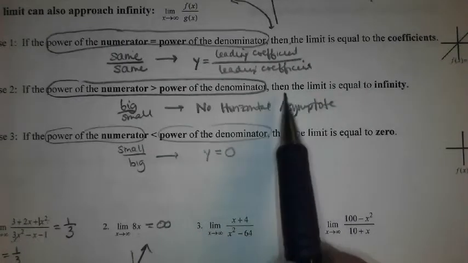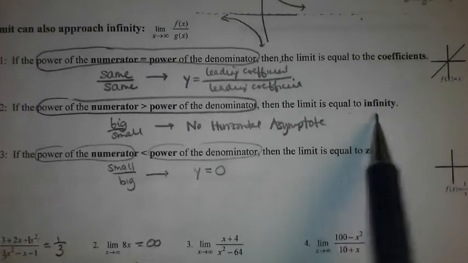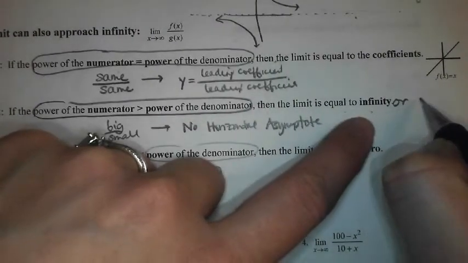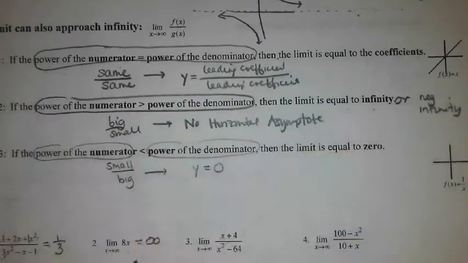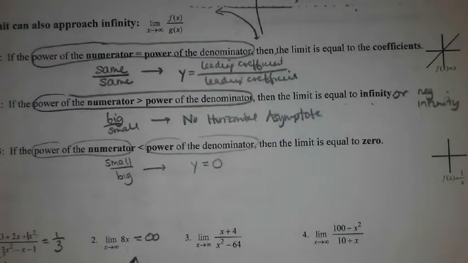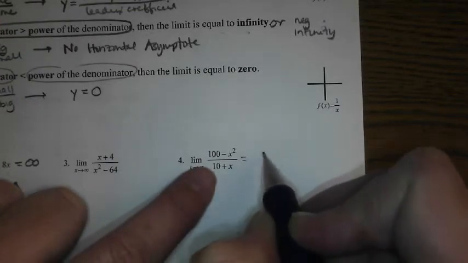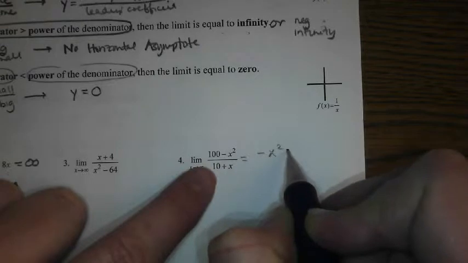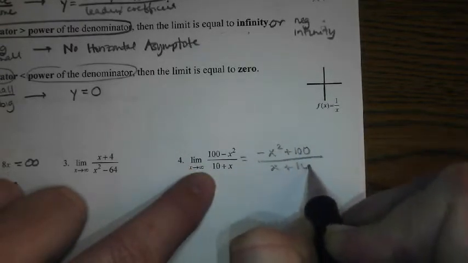So this is a little misleading. The limit is not equal to infinity necessarily. It's either infinity or negative infinity. And you have to kind of figure that out for yourself. And I'll show you how to do that. Does anyone see a big over small? 4. Okay? So 4 is definitely a big over small. And I'm going to rewrite this. Negative x squared plus 100 and x plus 10.